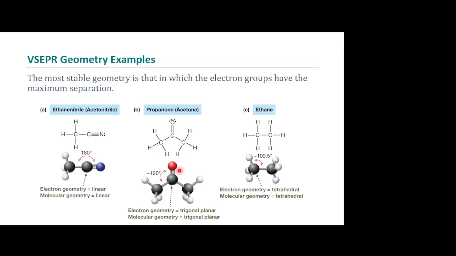This right here is propanone. This is a ketone. What you'll see is this has a double bond here, single bond, single bond. How many groups? How many domains? 3 domains. So the electron geometry is trigonal planar, and the molecular geometry is the exact same, because we don't have any lone pairs. This one right here is again tetrahedral, so we have tetrahedral on both sides if you look at that.